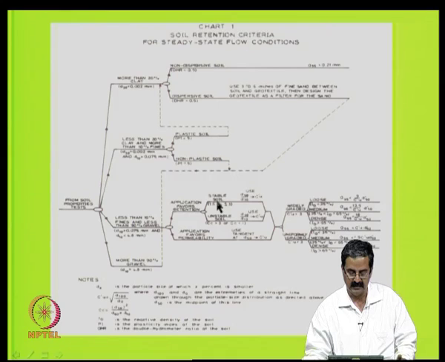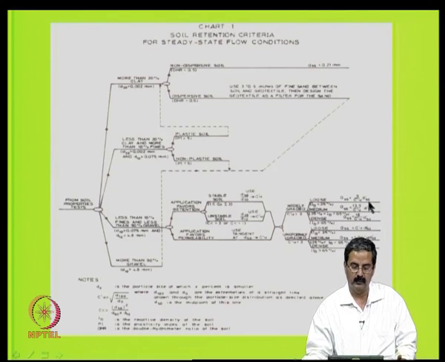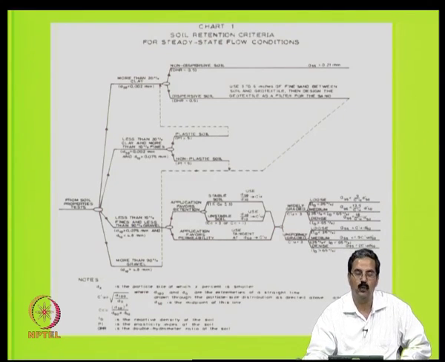If the application favors retention, and it is a stable soil, then you have a system like this. Cu dash you can also find out, and if you know the relative density of the material, then you can find out the O90. Actually, the whole exercise here is to calculate the O90 size of the material. This is actually a soil retention criteria for steady state conditions.